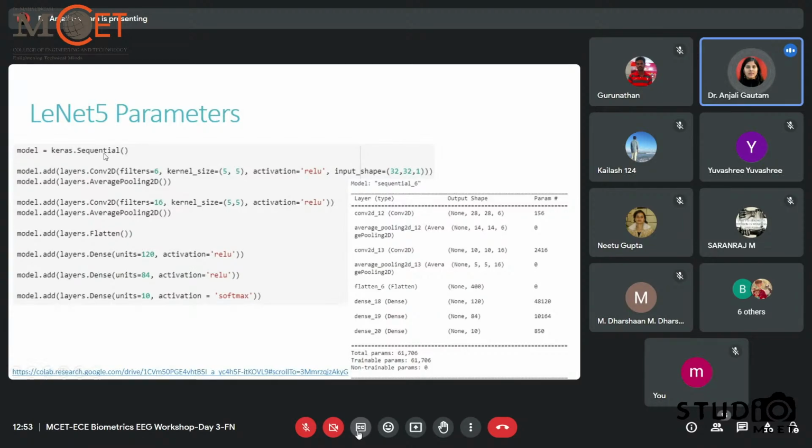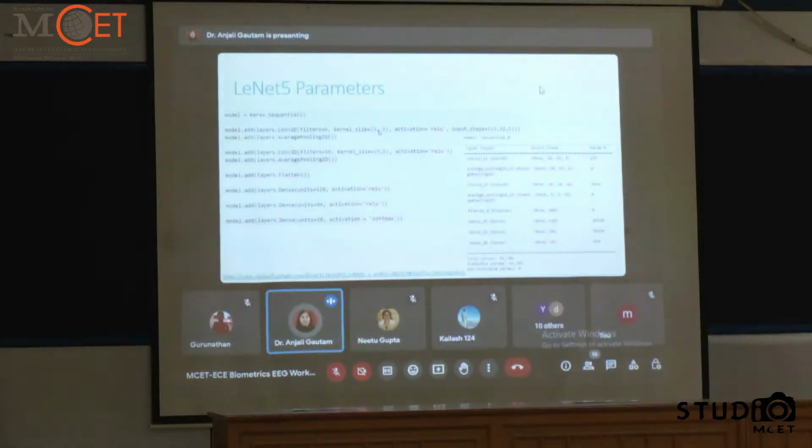Model.add layers.Conv2D, filters. How many filters? 6 filters are there, and the filter size is 5 cross 5. And for activation, at that time they used sigmoid, but here I have just written ReLU, which we are using nowadays. Even there are different versions of this ReLU also. So ReLU is mentioned here, and the input image size is 32 cross 32, and grayscale.